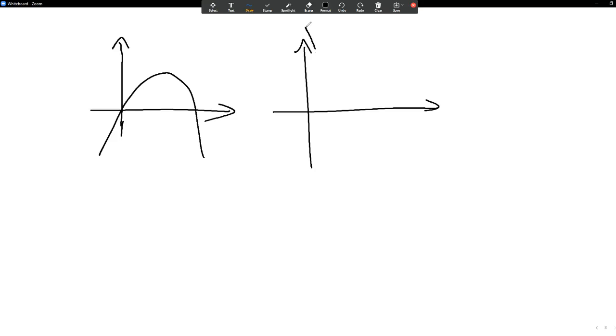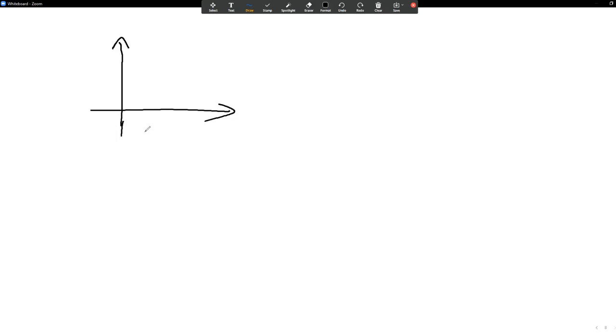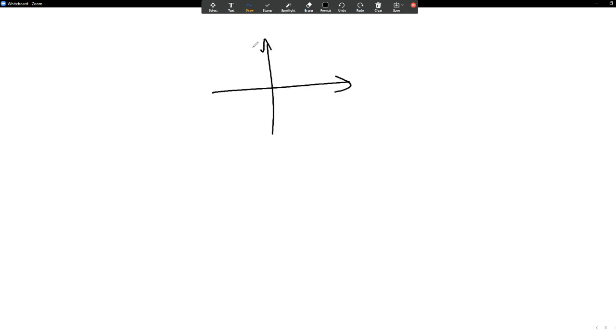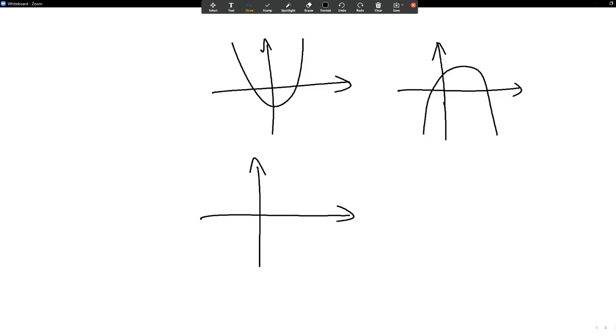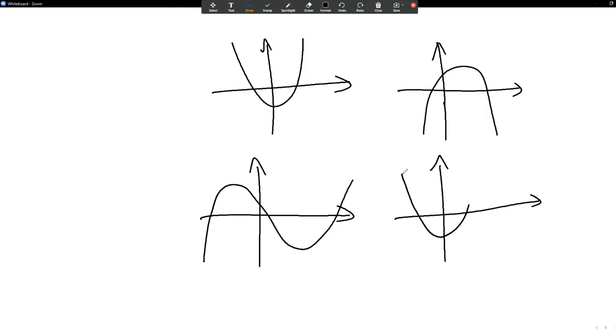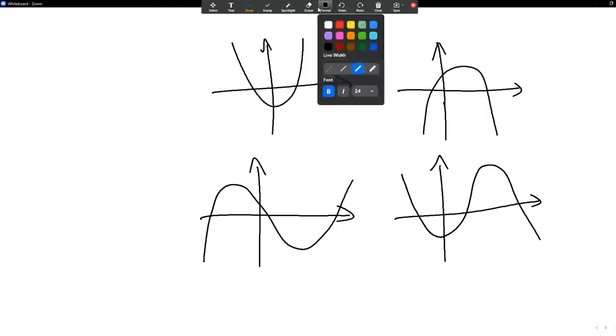Now it doesn't really matter... in fact, I'll draw these a bit small. It doesn't matter where they are on the graph. So there we go. Right. So these are the 4 graphs they want you to know about.